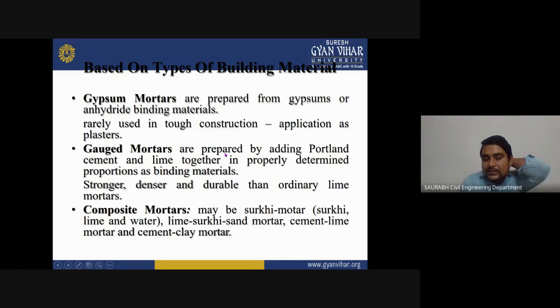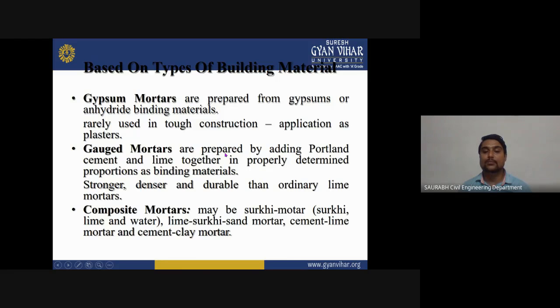Now we will see the classification of mortar and their function, which is based on types of building material. The first one is gypsum mortar. What is gypsum mortar? Gypsum mortar is prepared from gypsum as a binding material, rarely used in tough construction, and applicable as a plaster. And gauge mortar is prepared by adding Portland cement and lime together in properly determined proportions as a binding material. It is stronger, denser, and more durable than ordinary lime mortar.